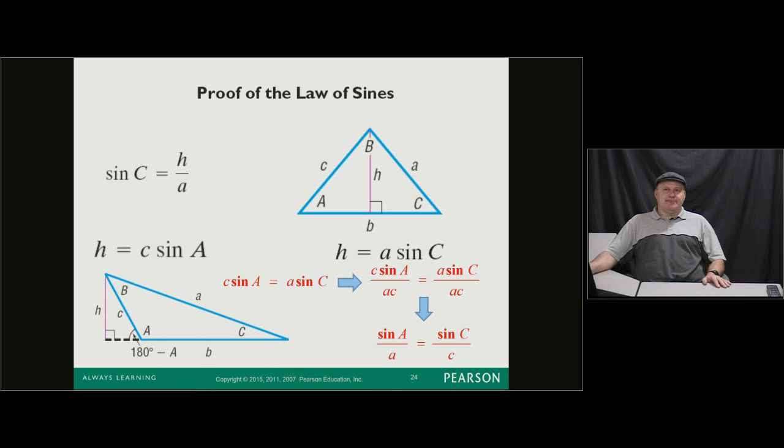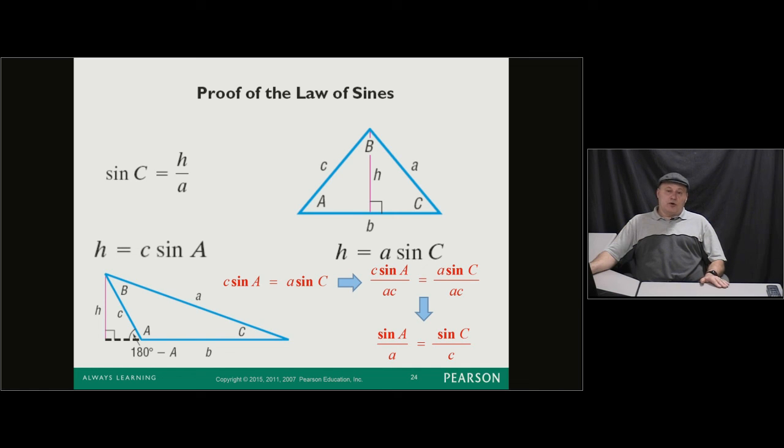You could use this side as B instead of the C and get those the same. So that's a pretty simple proof of the law of sines. The purpose of the law of sines again is finding the unknown parts of a triangle that's not a right triangle, and it gives you a formula to do that with.